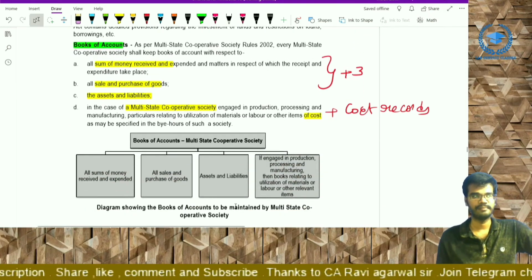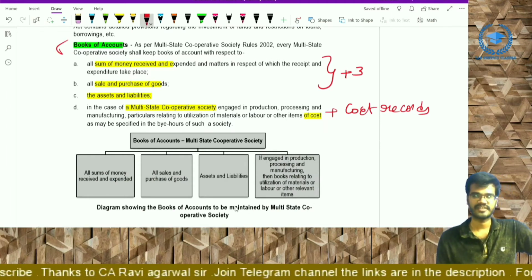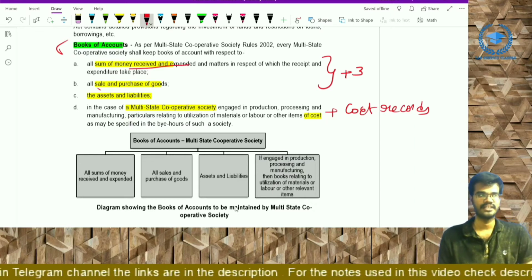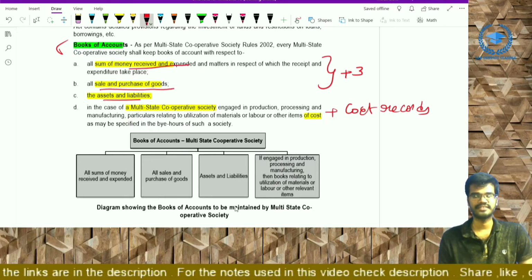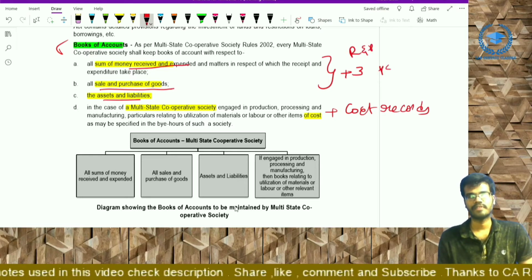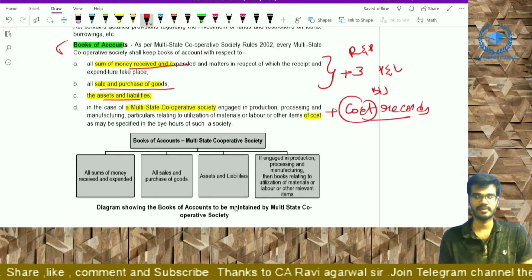And coming to the next important point, the books of accounts. These books of accounts are similar to the cooperative societies. The first 3 plus 1 is there. Sum of the money received and expended, sale and purchase of goods, assets and liabilities. Here it is a receipts and payments account, profit and loss account, balance sheet, and the next one is cost records. Plus extra point is cost records.